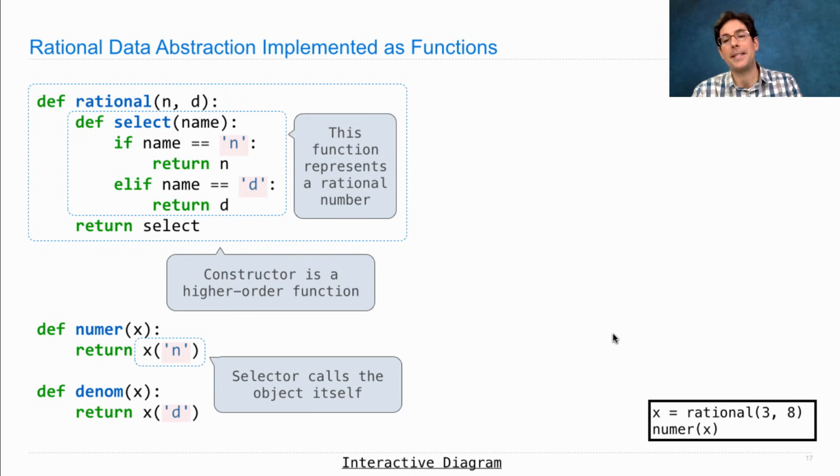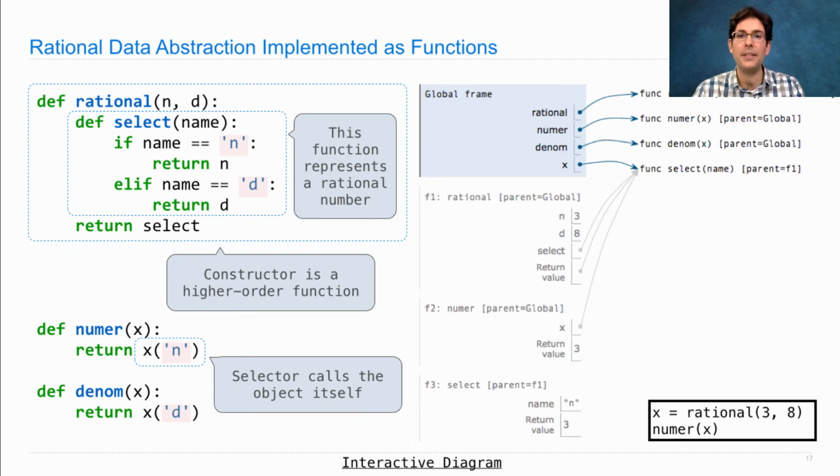So let's say, a simpler example, we set x equal to rational 3/8, and then we ask for the numerator of x, which should be 3. The environment diagram looks like this. Rational, numer and denom are defined, and then we call rational on 3 and 8, which creates a select function whose parent is the f1 frame where n and d are bound. That's returned and bound to x equals rational 3/8.